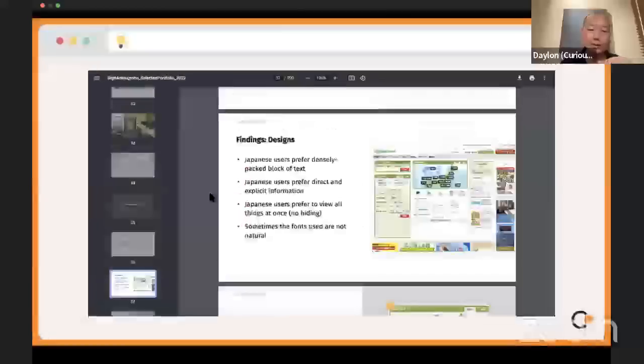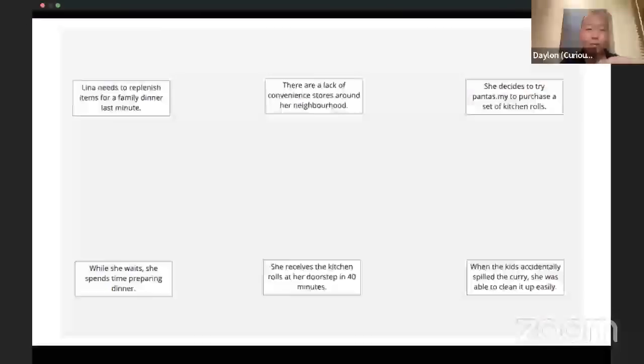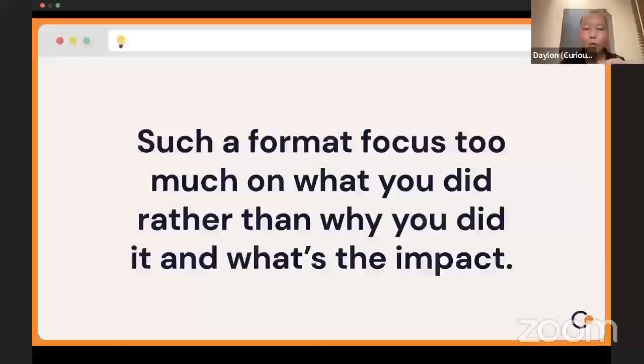The very important thing, which I will go back to one particular slide for, is this: you don't want to just talk about your what. You don't just want to talk about what you did, right? You want to talk about why you did it, and you want to talk about what's your impact, right? So that's definitely something that's quite important to share.